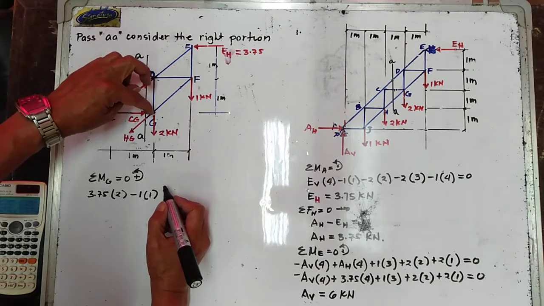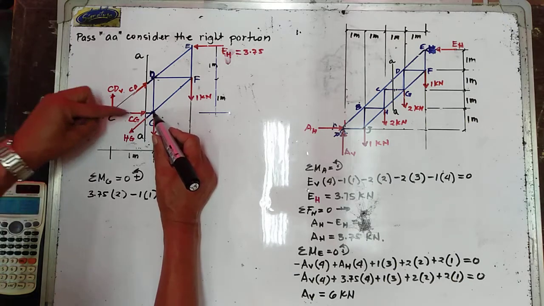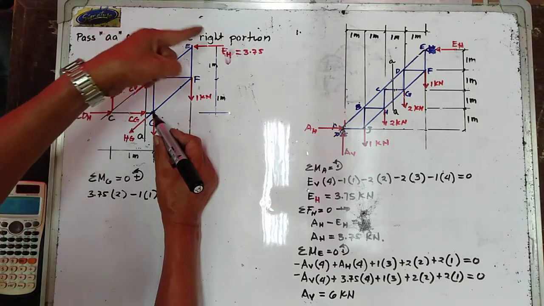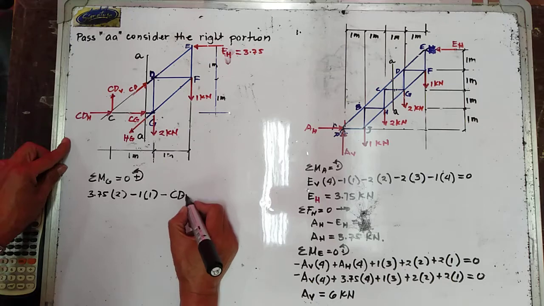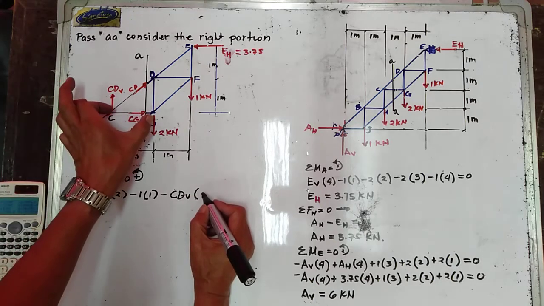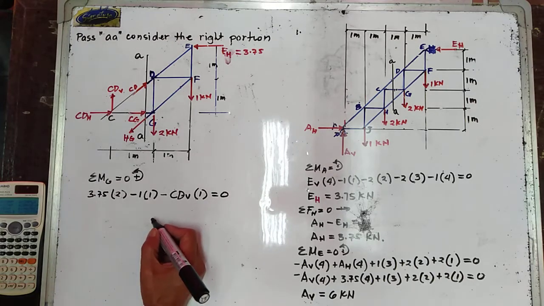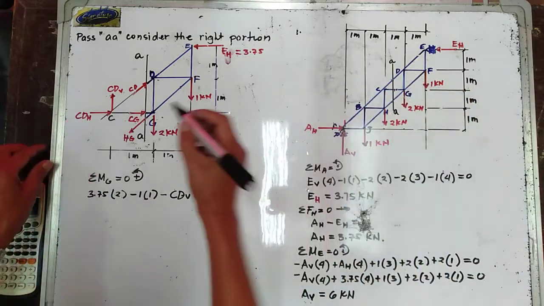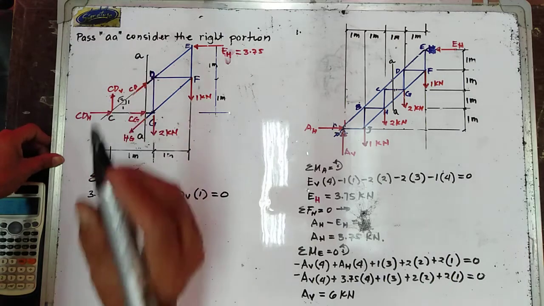Your CD horizontal also passes through your moment center. So you have CD vertical going clockwise about point G. So minus CD vertical, multiply this one by 1. And that is equal to 0. So you try to take note that CD, this is 1, that is 1. Hence, the slope is 1, 1. That is the square root of 2.